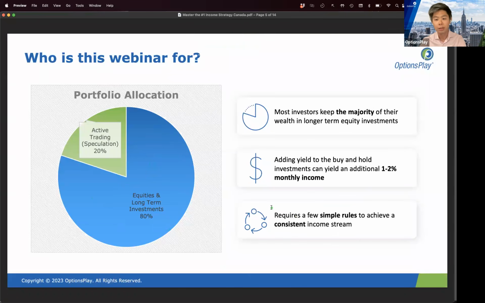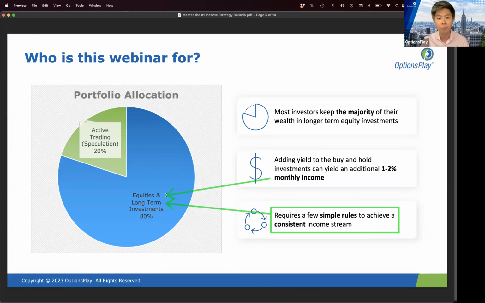And there are a few rules that you can use to achieve a consistent income stream for this 80% of your portfolio. And generally, we're looking at about 1 to 2% monthly income in terms of yield. That's how much yield you can expect from this type of strategy. Does that make sense, everyone? Please type 2 into the chat window if that makes sense to you.